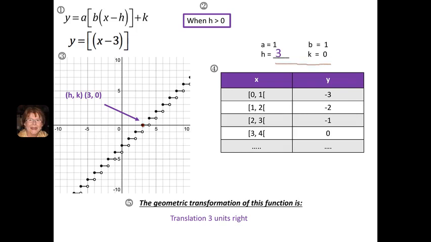Now I want you to pay attention to the rule here. If I gave you the rule, y is equal to the greatest integer of x minus 3. Quickly, students will say, oh, the h is -3, but it isn't. Because remember, our rule is minus h. Minus h is equal to -3. That means the value of h is 3. Beware of that.